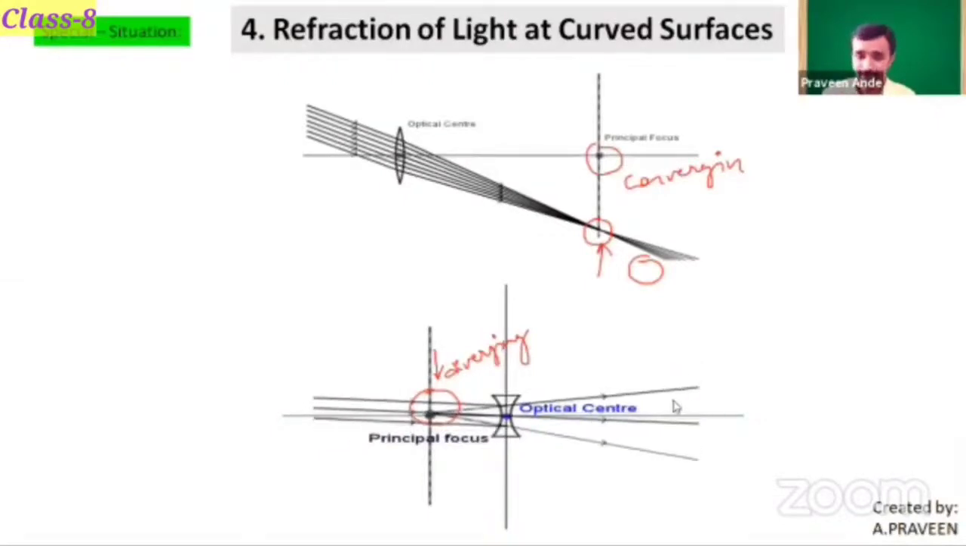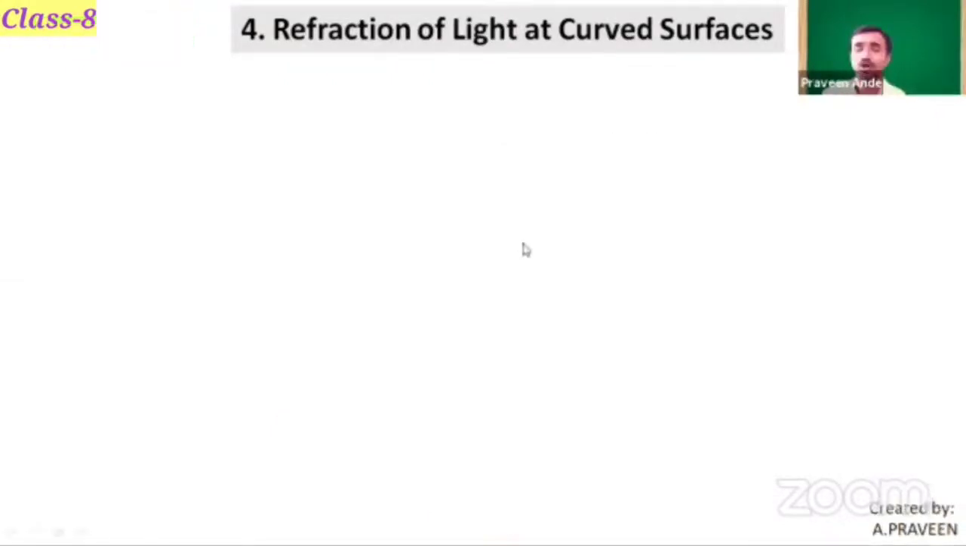Okay? Shall I move to the next one? We have to learn the rules to draw the ray diagrams. At least we will complete the rules. So now the topic is rules to draw ray diagrams for image formation by the lenses. Sir, these lenses can form an image. Do you see any image formed by a lens?